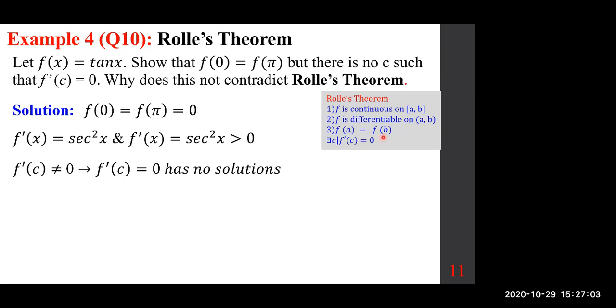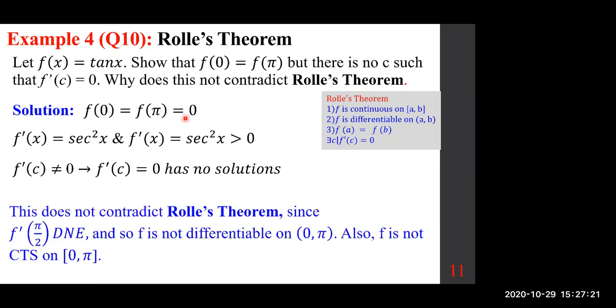But how come there is no contradiction? Well, a number of ways you can look at it. First of all, the function from 0 to pi is not continuous. I hope you remember the basic graph of a tangent. Okay. So this doesn't contradict Rolle's theorem since f prime of pi over 2 doesn't exist. Okay. And so f is not differentiable on 0 to pi. Also, f is not continuous on 0 to pi.